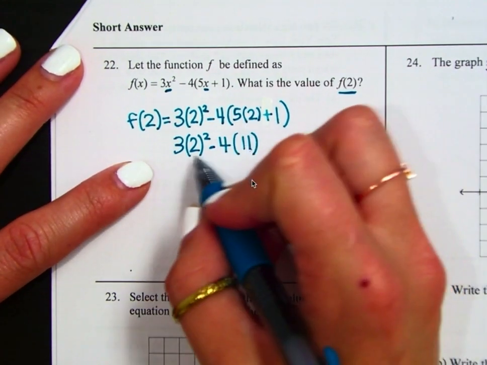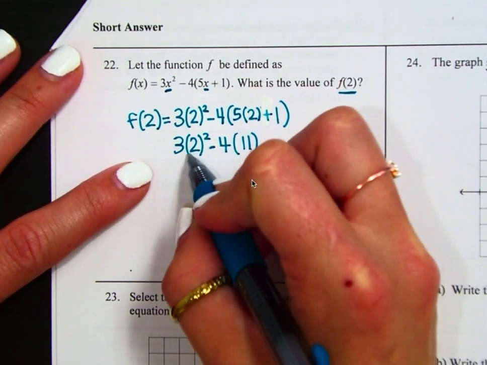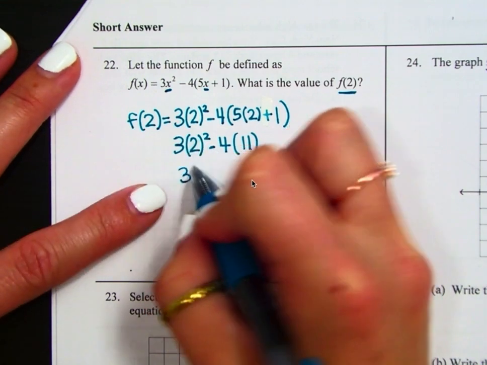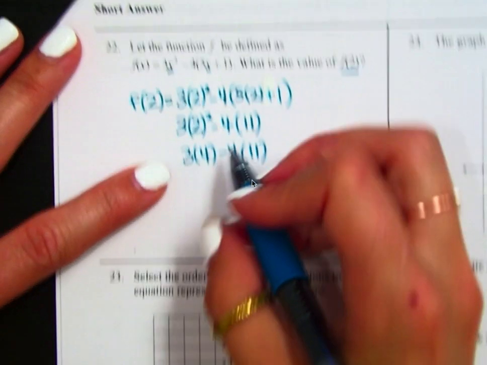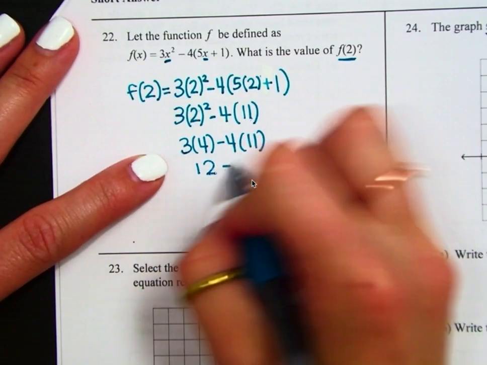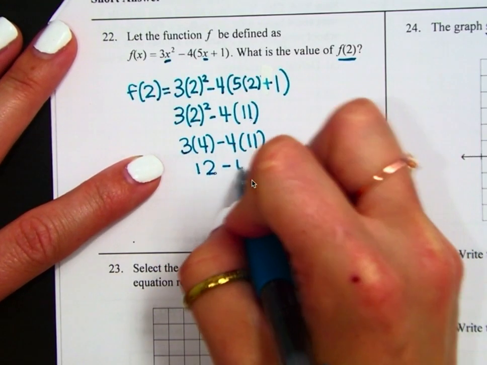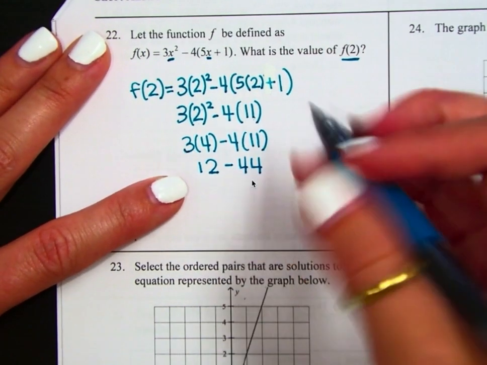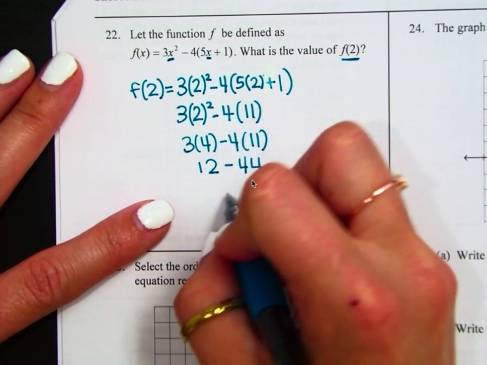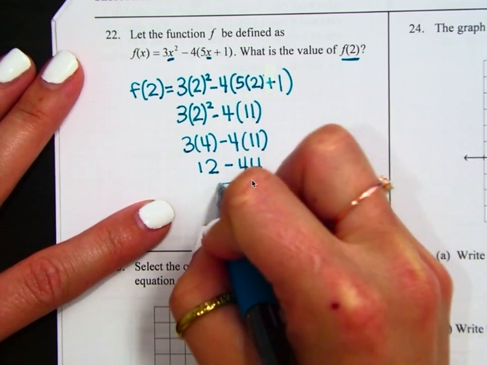Next in order of operations is going to be looking at our exponent. So 2 squared will give us 4. Next, we're going to do our multiplication. 3 times 4 is 12. And then 4 times 11 is 44. And last step, subtract 44 minus 12, and we get negative 32.